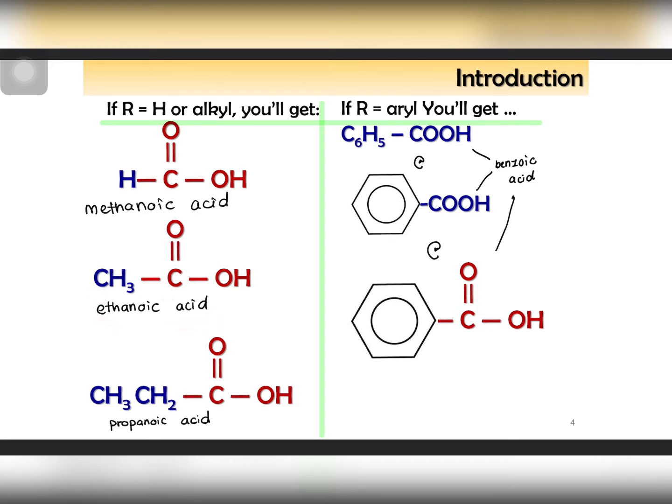Okay, so carbon 1 always dekat C double bond O. Itu adalah the highest priority. And then if you have 1, 2, 3 carbon, it will be propanoic acid. Next, kalau kita ada aryl, means ada benzene ring attached to the C double bond OOH. So dia akan jadi benzoic acid.